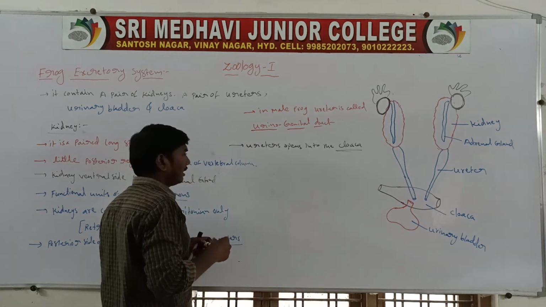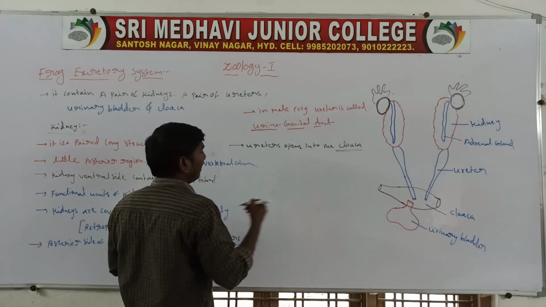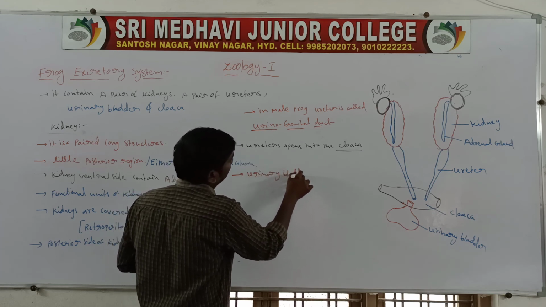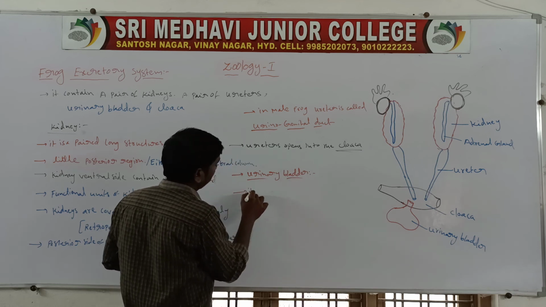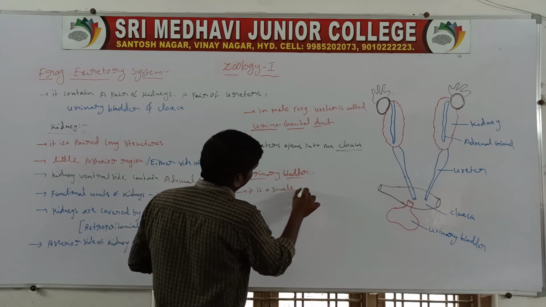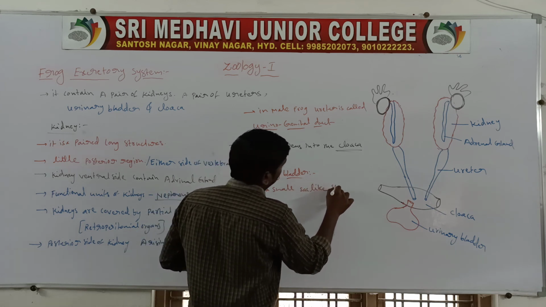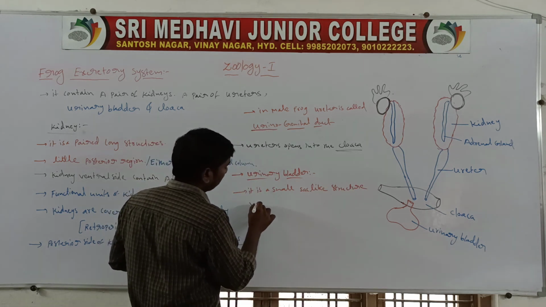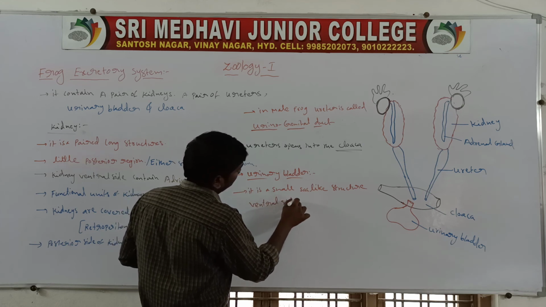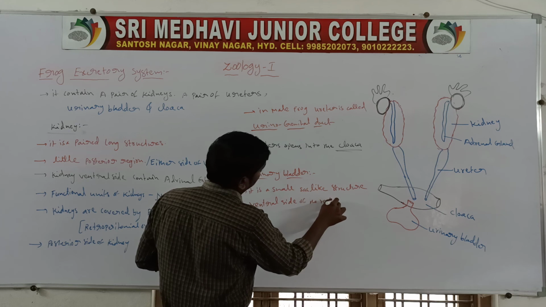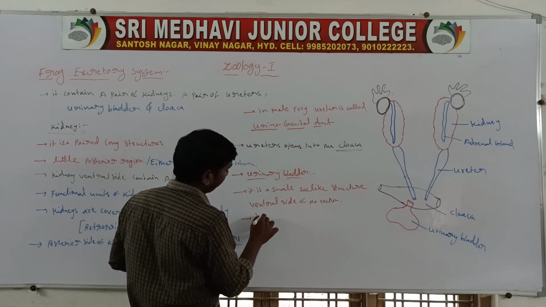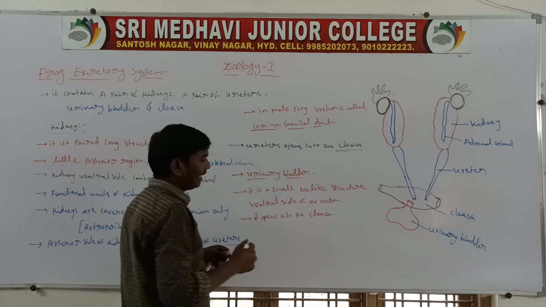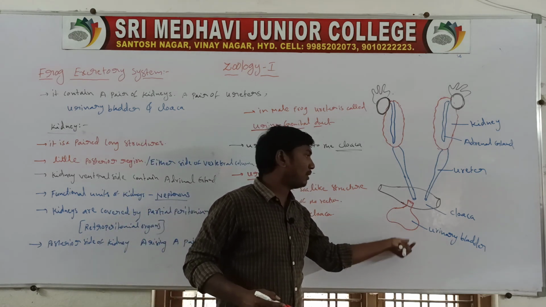Next, the urinary bladder. It is a small sac-like structure present on the ventral side of the rectum. It opens into the cloaca.